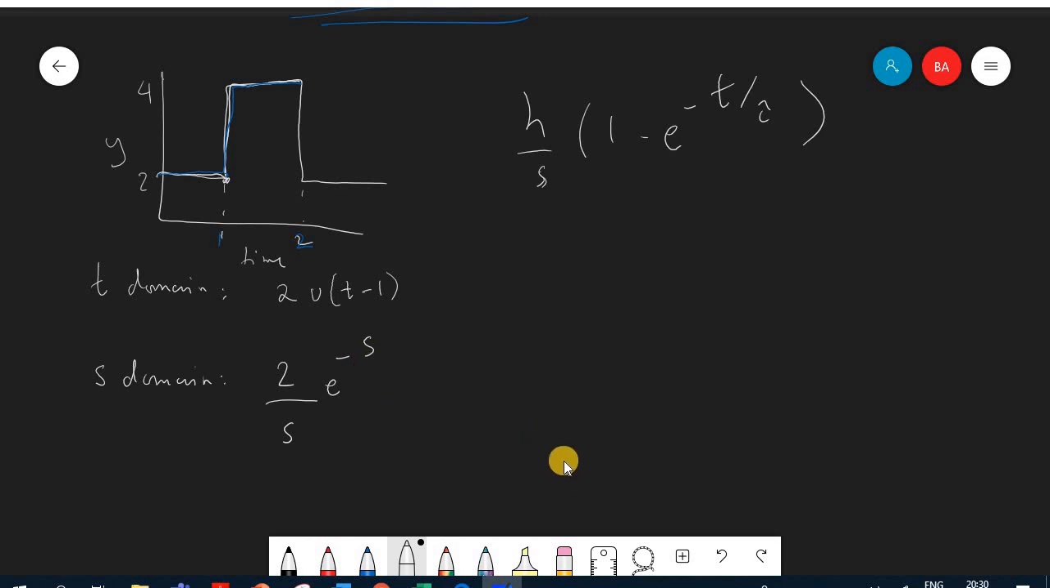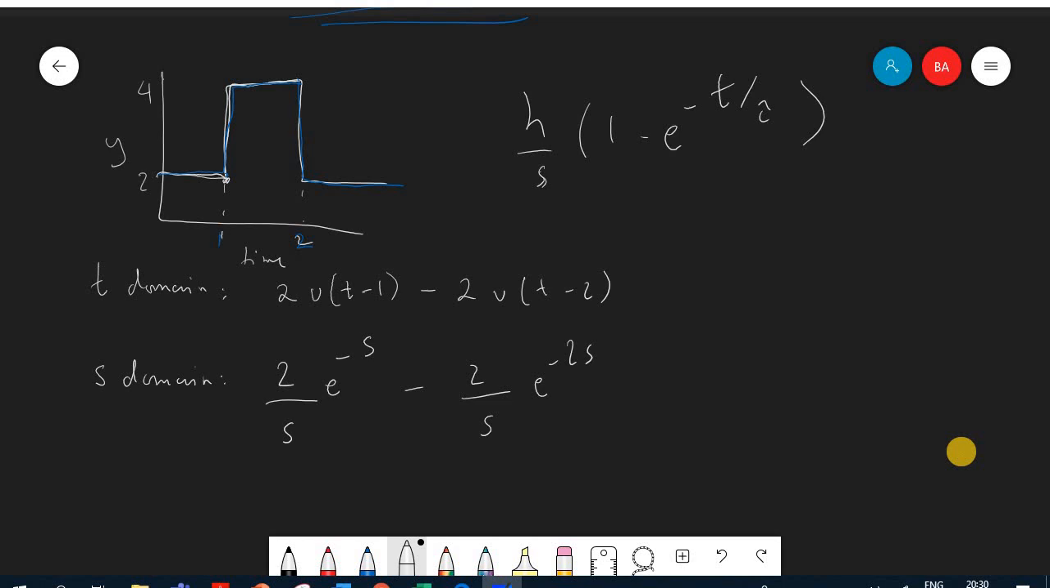And we want to have another minus 2. So we're going to have another minus 2 here. And this minus 2 is going to be minus 2 that happens at 2 seconds. And this is like minus 2 over S that happens at e to the power minus 2S.